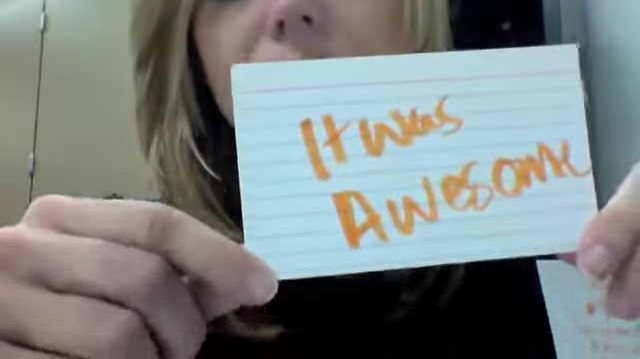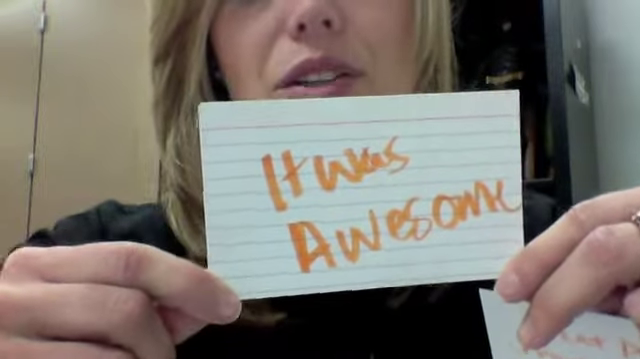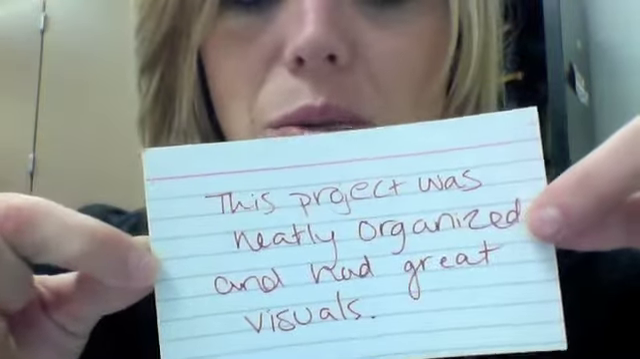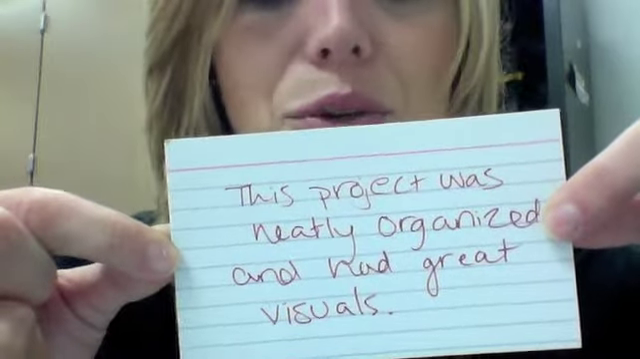Just before you do a desk crit, you're actually going to do a peer critique. You're going to show your project to another group, and they're going to give you warm and cool feedback. A bad example of giving another group warm feedback is saying something like this: "It was awesome." That is not an accurate form of warm feedback. Here is a good example of warm feedback. This project was neatly organized and has great visuals. That's great warm feedback.